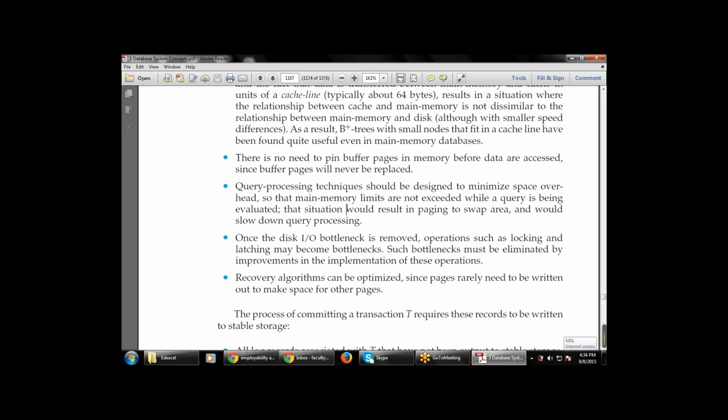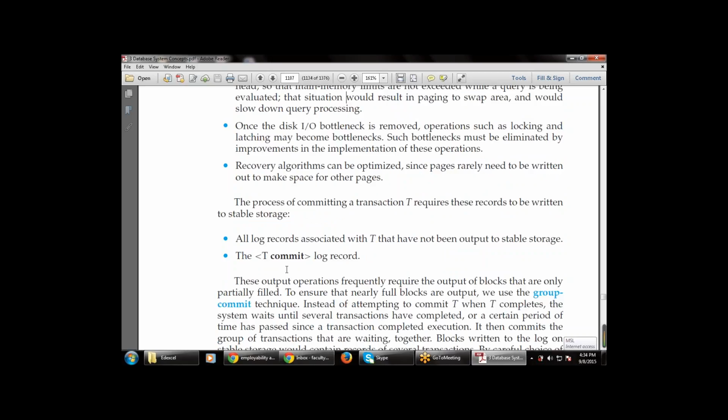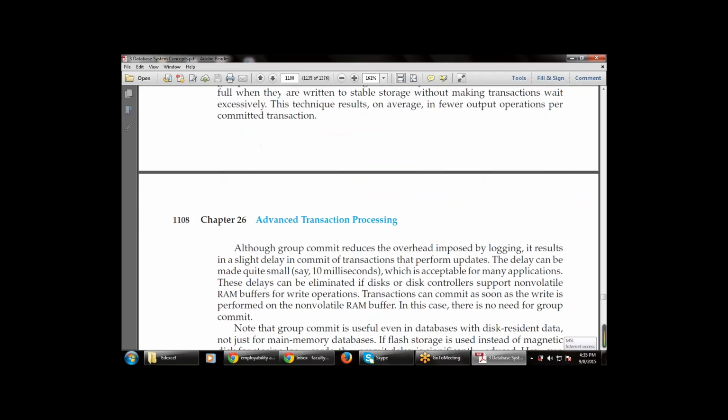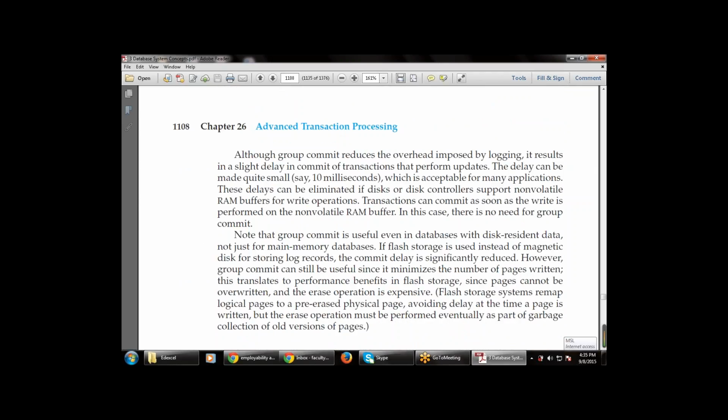The process of committing a transaction T requires these records to be written to stable storage. First, the log records associated with the transaction T must be written to stable storage. Then the commit record is logged, as part of the commit protocol. These output operations frequently require the output of blocks that are only partially filled. To ensure that full blocks are output, we use the group commit technique. Instead of committing T as soon as it completes, the system waits until several transactions have completed. RAM is also a type of volatile memory that is used for buffering.